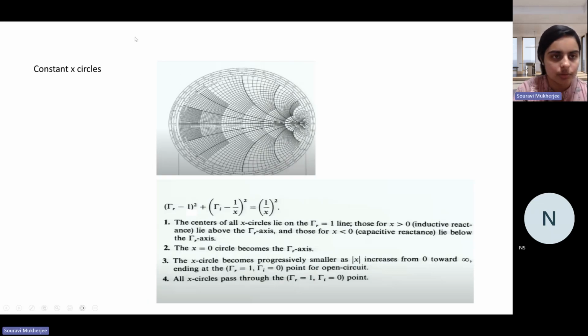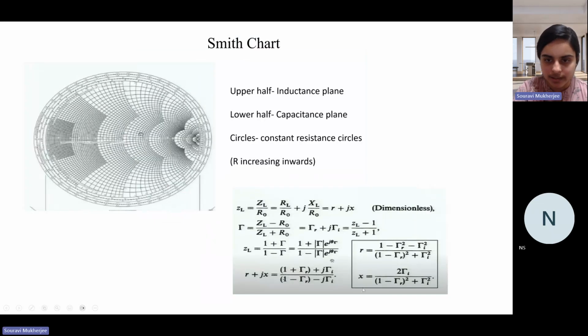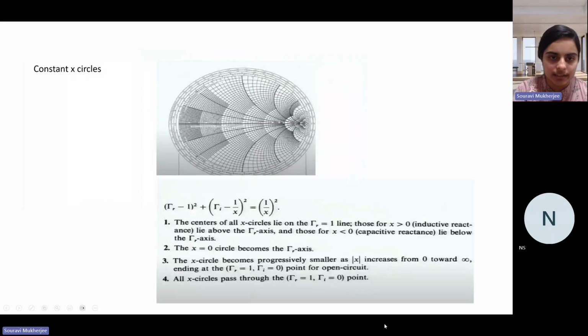Now, if you do the same thing for the X expression, you get something like this, and from there you can plot another set of circles which would look like this. These circles are called the constant X circles. Here, this part would be the inductive reactance, and this would be your capacitive reactance. And if you put X equal to 0, it becomes this line, because along this line it is only purely resistive.